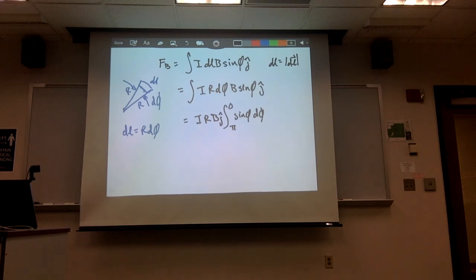What is the integral of sine theta? Minus cosine, so this is going to become the same thing as negative RB times a cosine of phi evaluated from phi equals pi to phi equals 0, all in the j hat direction. So finally, this thing is going to become equal to twice the current times R times B in the j hat direction.